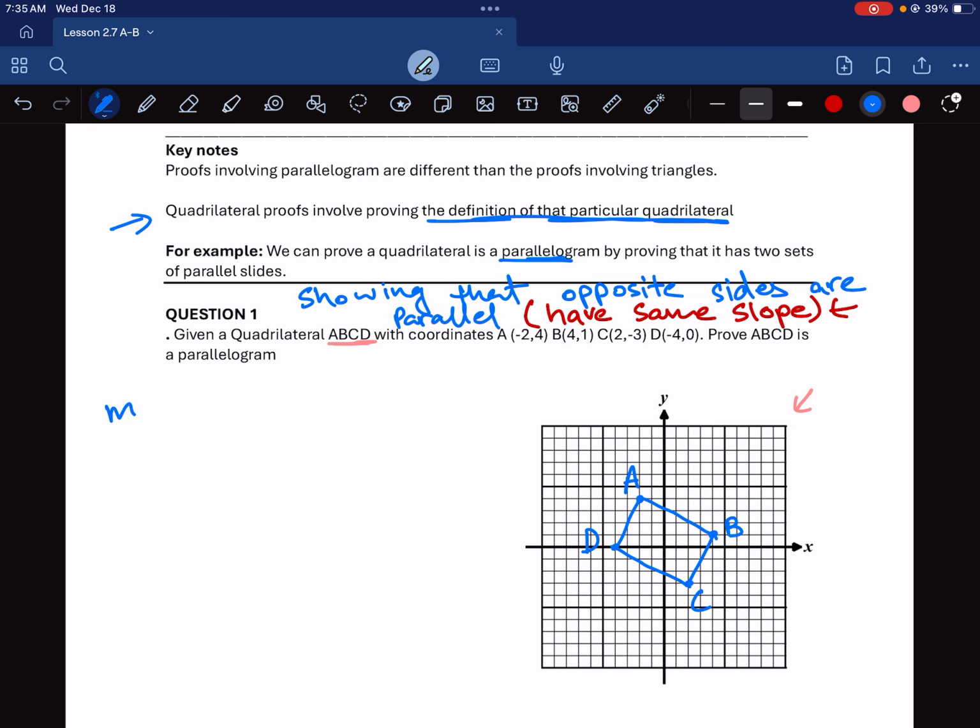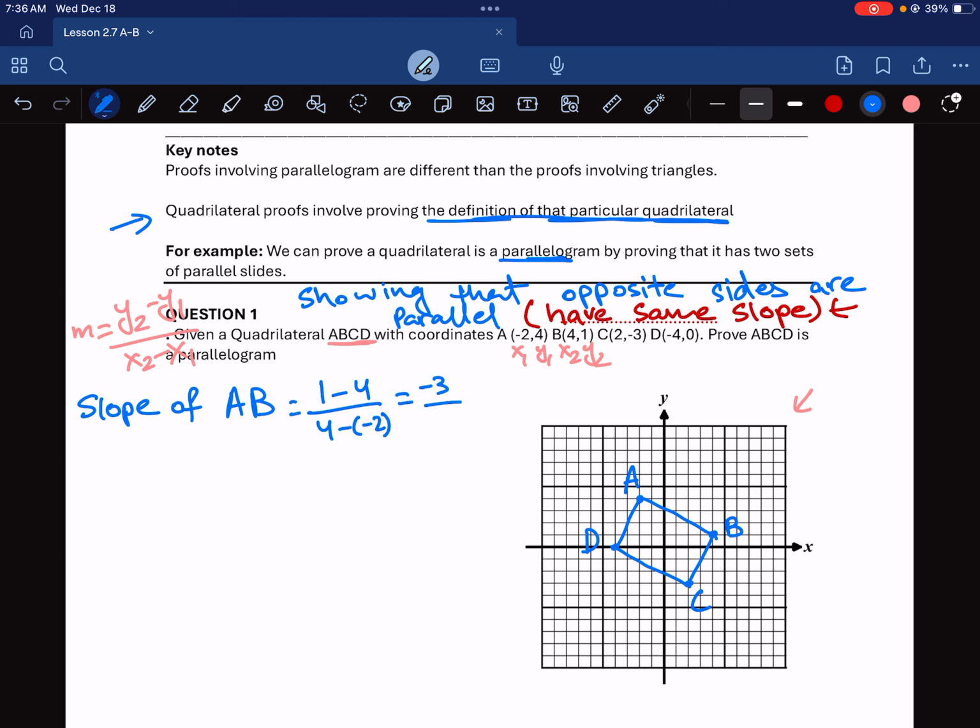Let's find the slope of AB first. Remember, the slope formula is m equals y2 minus y1 over x2 minus x1. I'm just going to use these coordinates x1, y1, x2, y2 and substitute it. So I'm going to get 1 minus 4 over 4 minus -2. So this is -3 over 6. If you simplify that, you get -1/2.